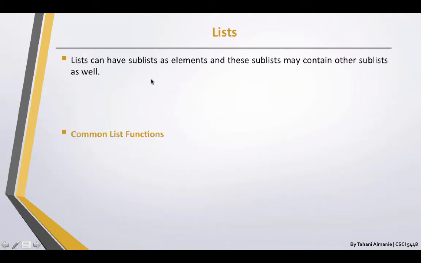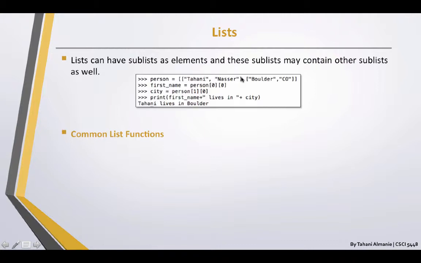Lists also can have sublists, and these sublists may contain other sublists as well. This is an example. So to get the first element here, you use 2 indexes, as you can see here. And if you want to get this city, you can use index of 1 and 0, as you can see.